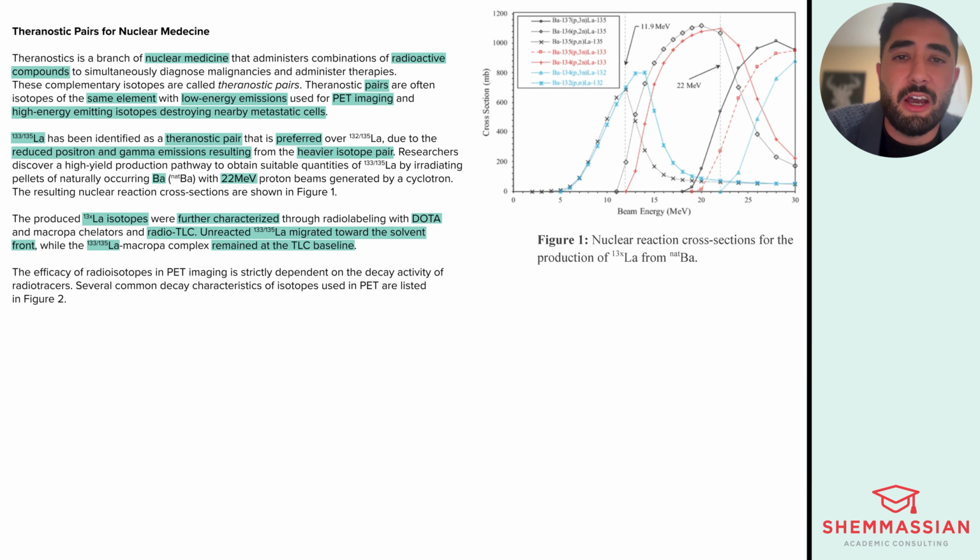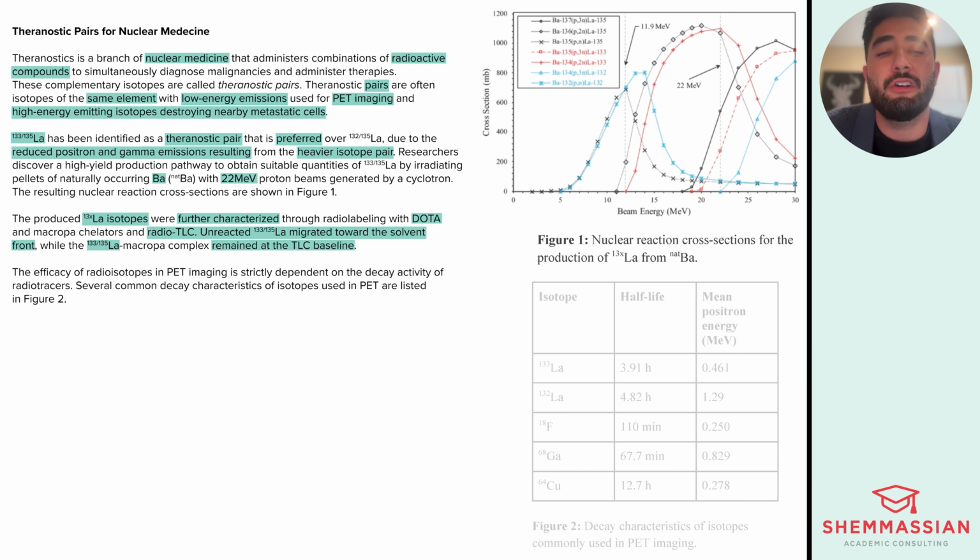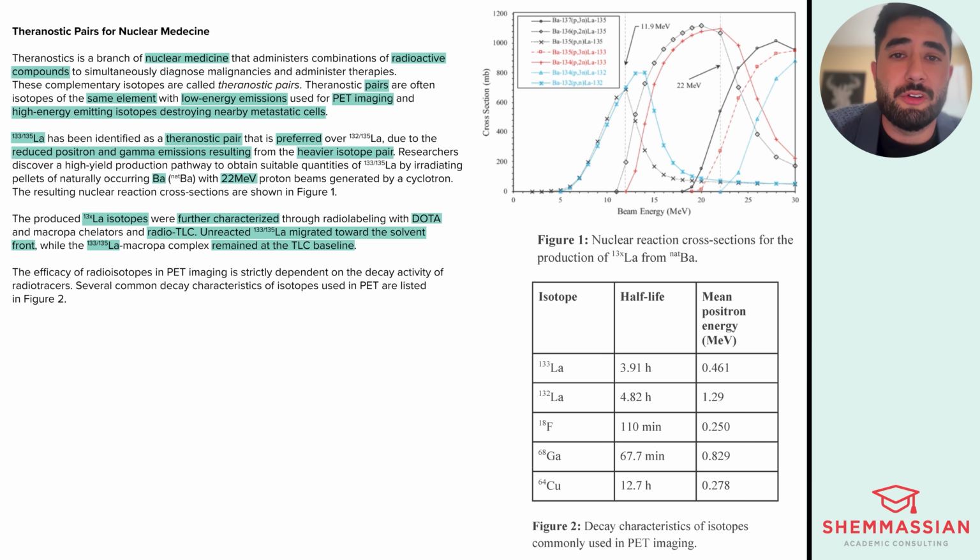Paragraph 4 states that the efficacy of radioisotopes in PET imaging is strictly dependent on the decay activity of the radiotracers. Several common decay characteristics of isotopes used in PET are listed in figure 2. If we were to reveal the highlights here, we would highlight efficacy of radioisotopes, strictly dependent on the decay activity of radiotracers. Really simple, very short paragraph, but it's got a very clear takeaway sentence.